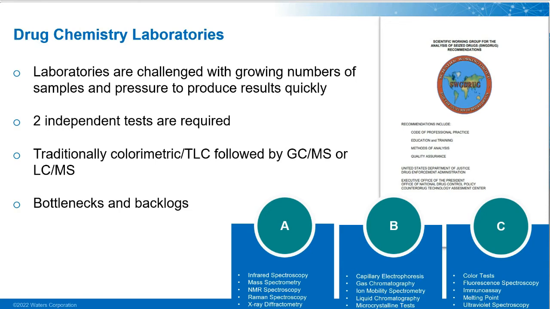TLC analysis can be time-consuming, and colorimetric tests are not available for all compounds, which can then result in a high rate of false positives. This can then lead to more samples requiring further analysis by GC or LC. This can then cause sample bottlenecks and backlogs within the laboratory.